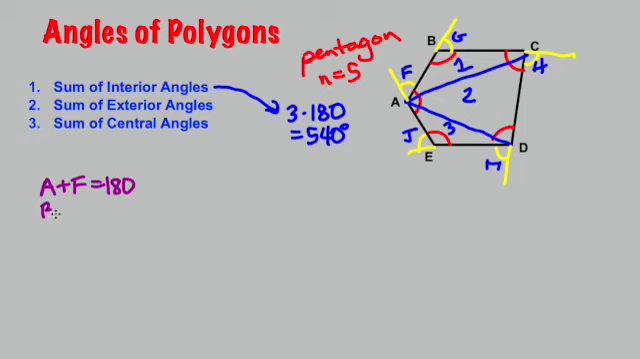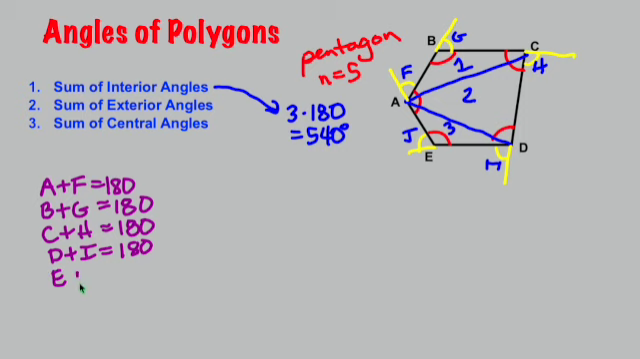So I can say B plus G would equal 180. And I can do that for C and H. So C plus H equals 180. And we can say D plus I also equals 180. And finally, E plus J, those 2 angles would equal 180 degrees.